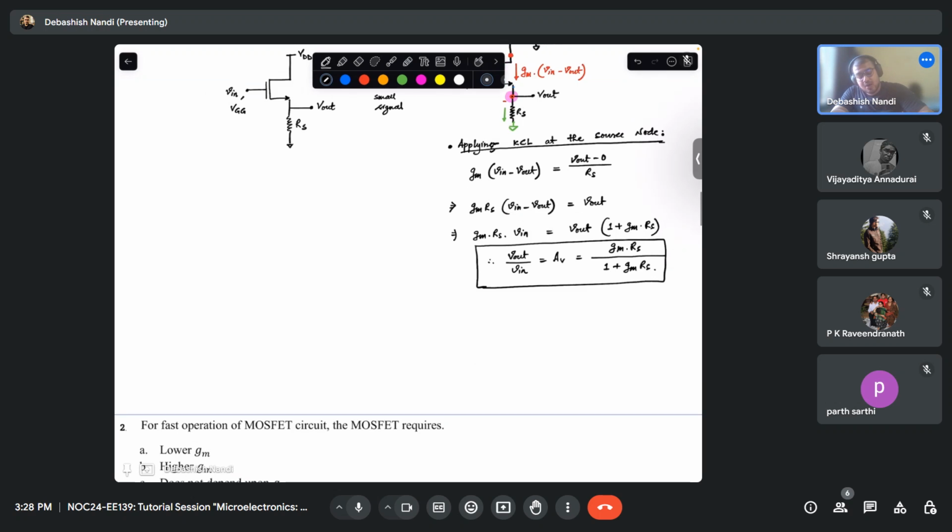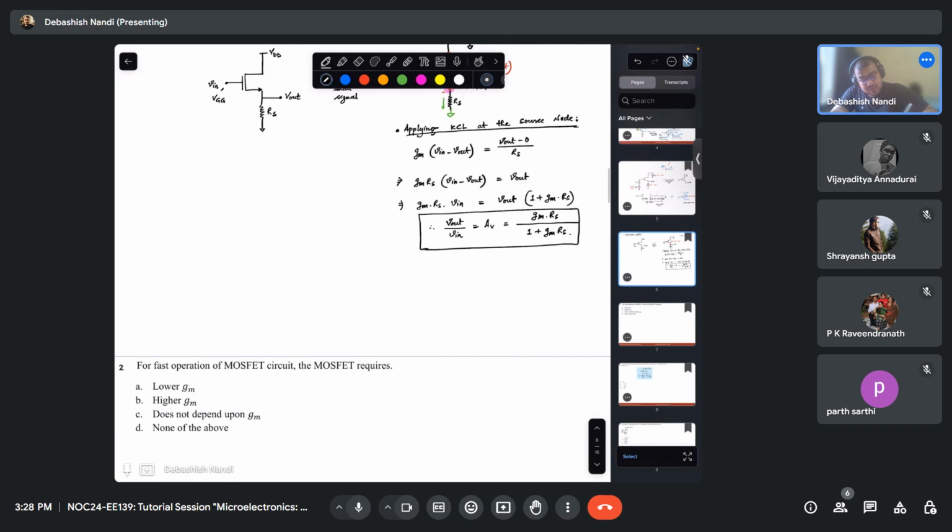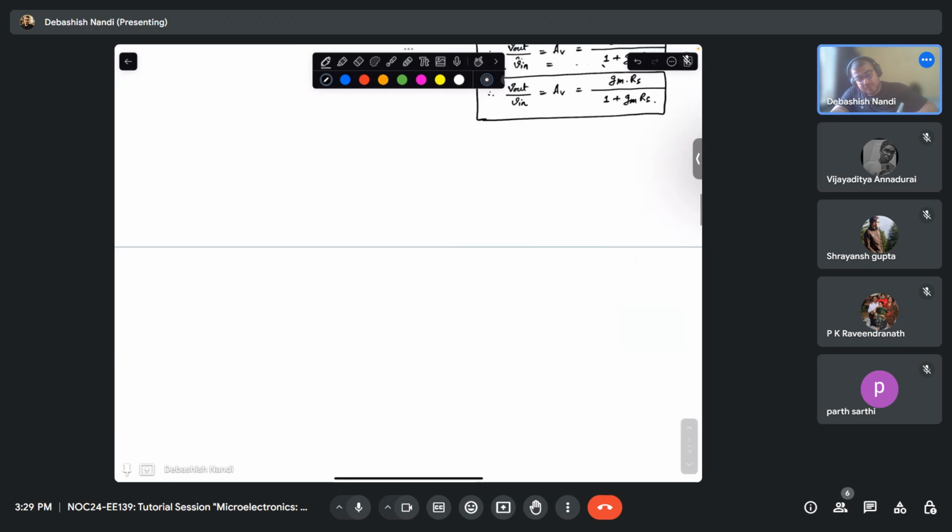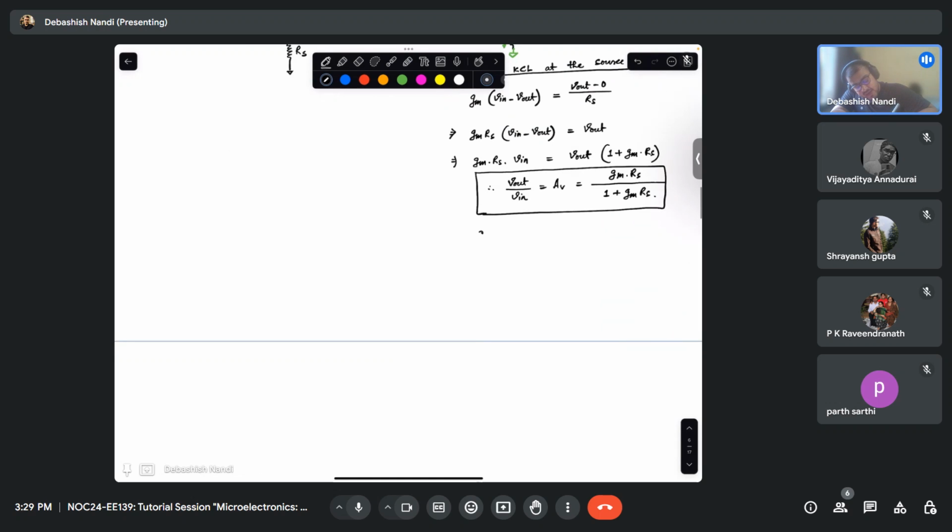So what do you think the value of gm RS is with respect to 1? Is it greater, lesser? What is your take on that?